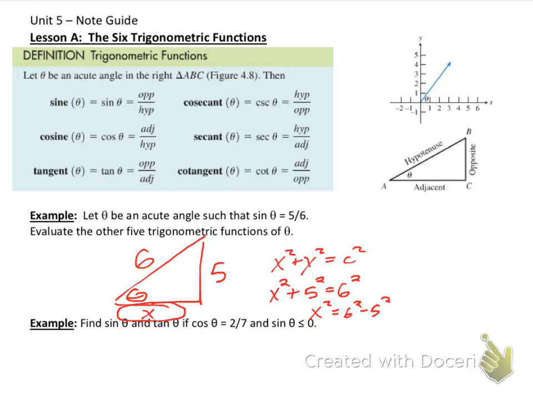I'm sure you found it a long time ago. But x squared equals 36 minus 25, so 11. And you have to square root both sides. x is equal to, usually we'd put plus or minus the square root of 11, but later on we will use the positive and the negative. It's a true story, because we'll have triangles that actually are plotted in the coordinate plane.